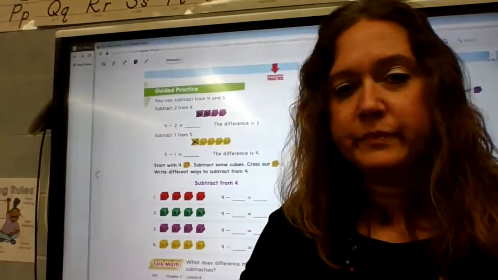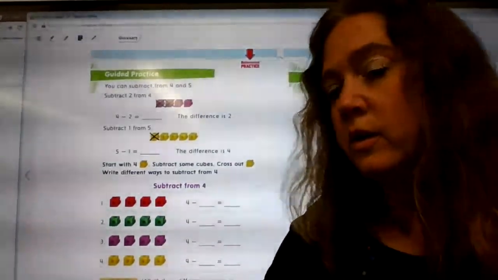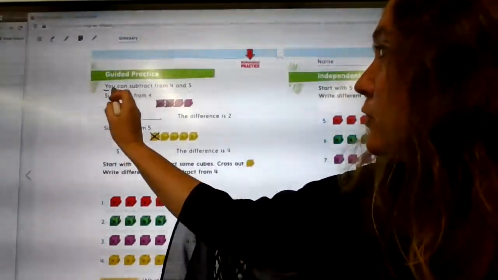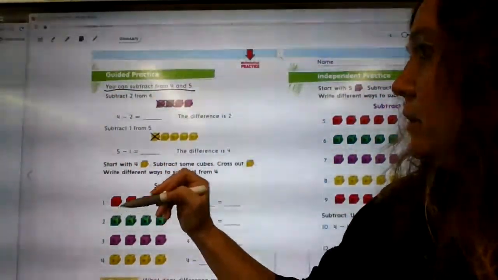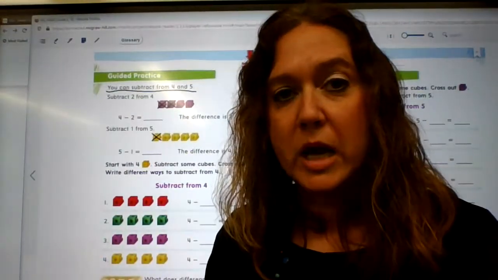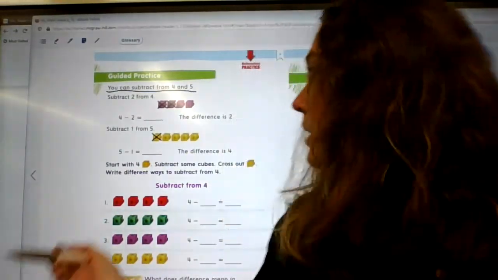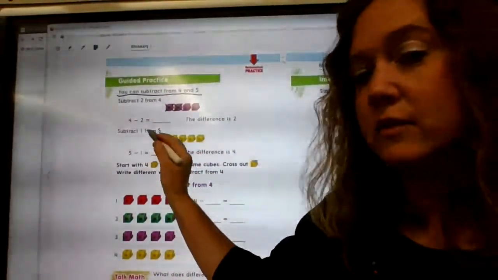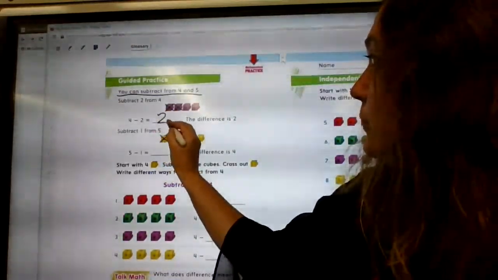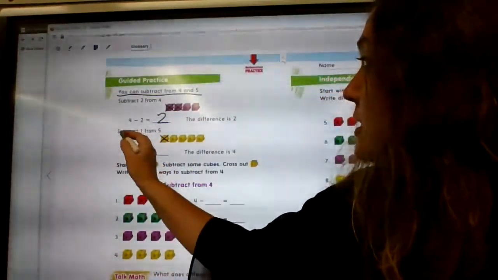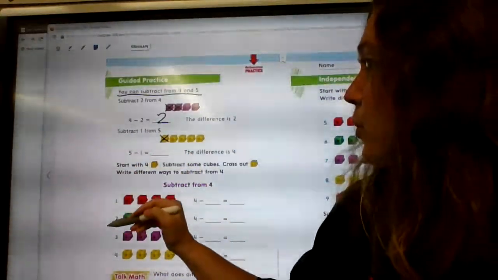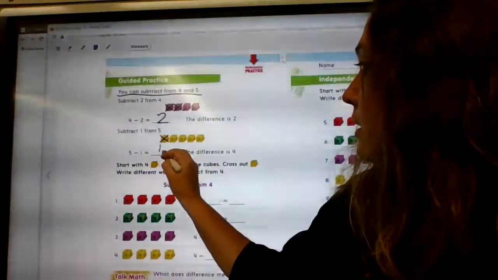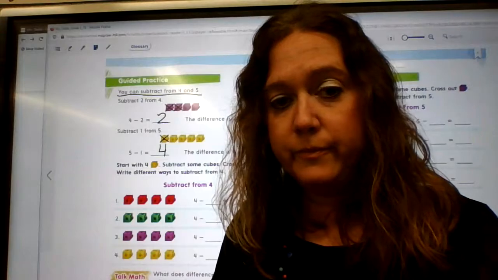Okay. I'm going to scooch this over here just a little bit. All right. Right here, you can subtract from 4 and 5. We just did all those ways of subtracting from 4 and then subtracting from 5. So we're subtracting 2 from 4, and the difference is 2. Trace over your 2. And subtract 1 from 5. They crossed off the 1. So we had 4 left. 1, 2, 3, 4. The difference is 4.